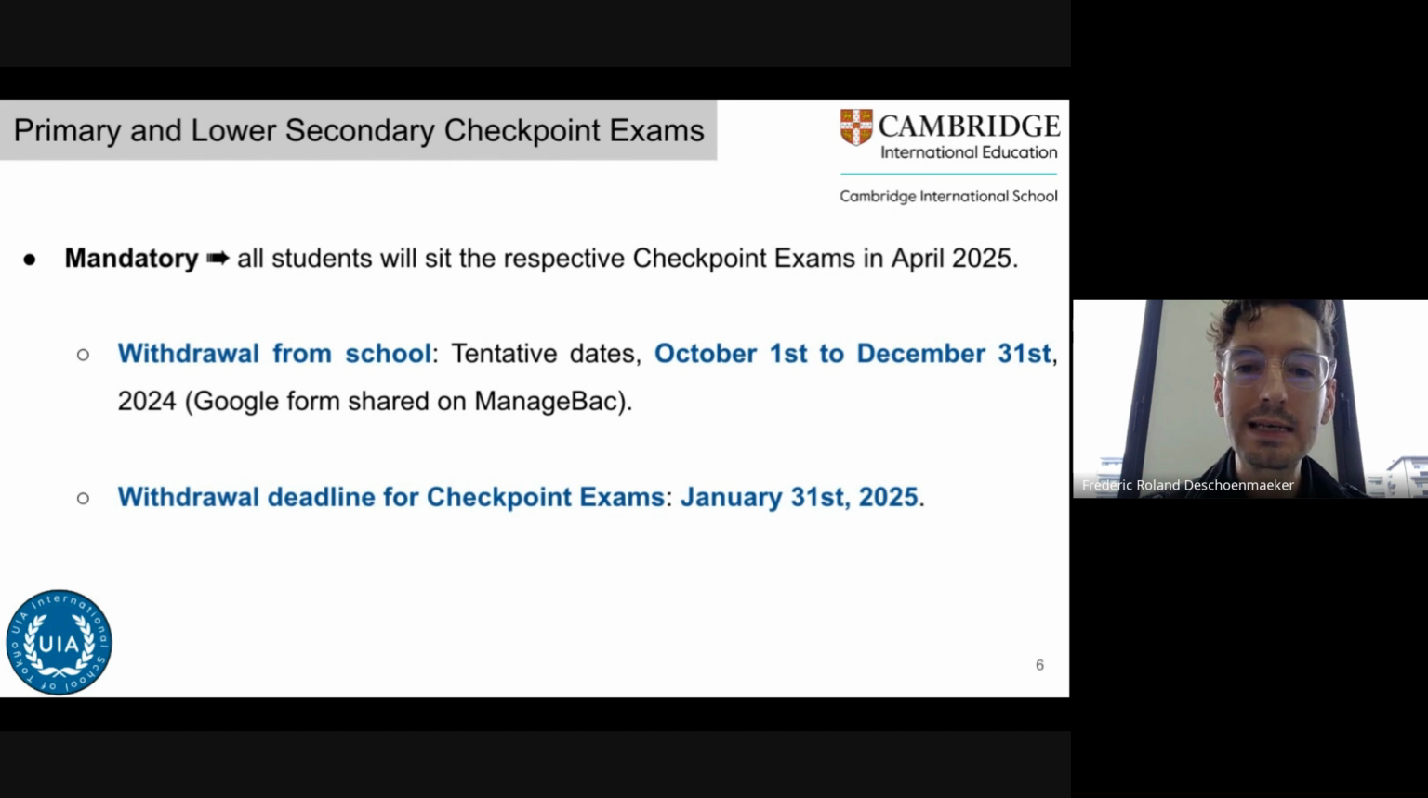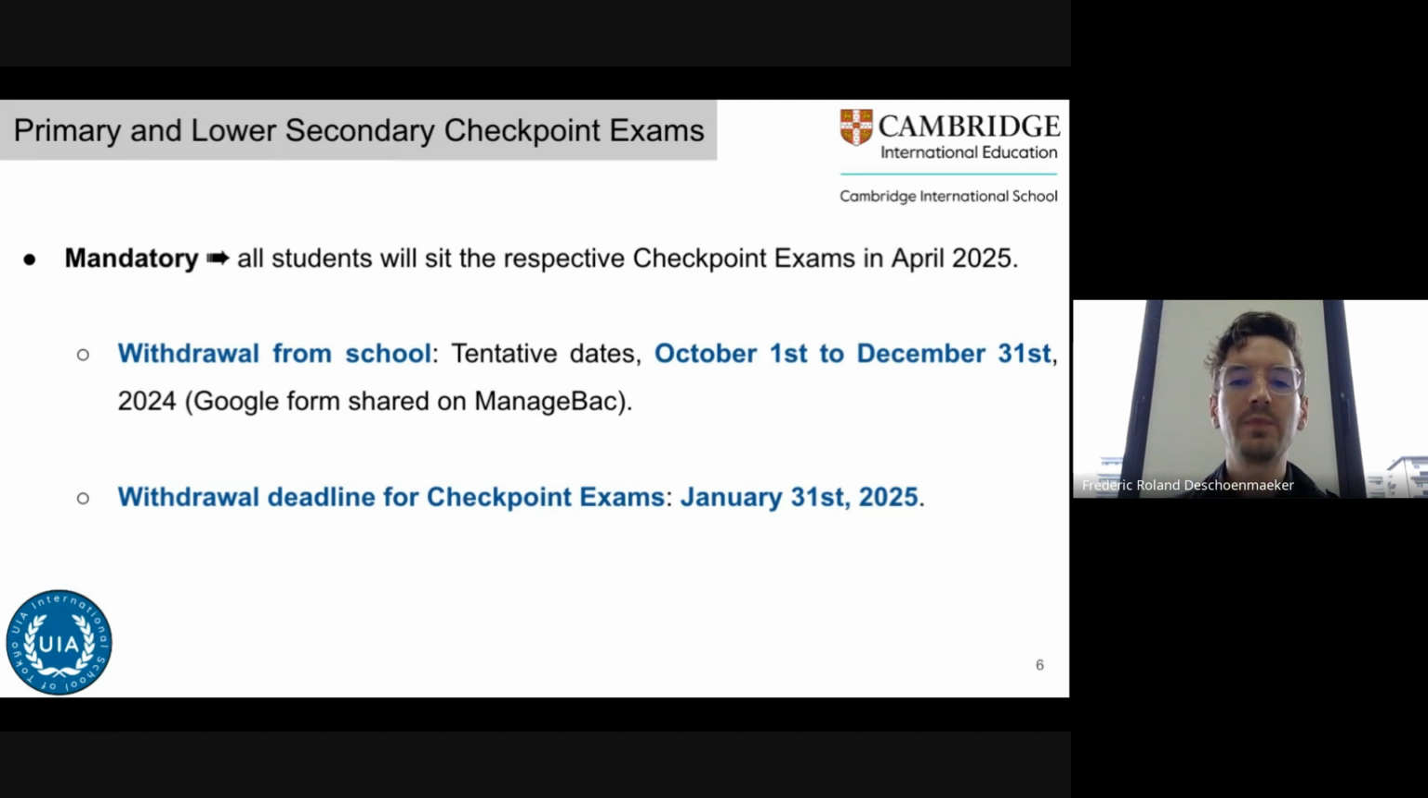And here are two key dates or time frames that I will ask you to keep in mind. The first is the withdrawal from school. The tentative date is October 1st to December 31st. The admission team will share a Google form in a timely manner. But once the students are withdrawn from the school, they cannot attend the checkpoint exam. And that means they will be automatically removed from the registration for the checkpoint exam.